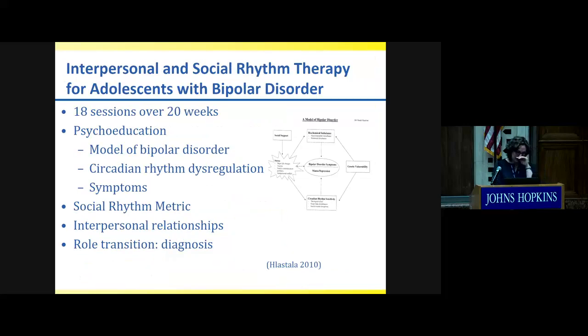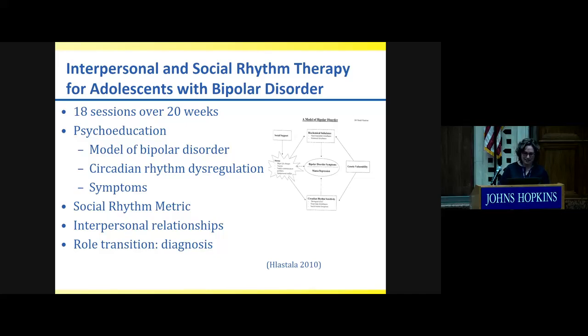The next adaptation is by Stephanie Halastala, based on the adult work by Ellen Frank. So this is adapting the interpersonal and social rhythm therapy model for adults for adolescents with bipolar disorder. 18 sessions over 20 weeks. There's a psychoeducation component and it includes this model of bipolar disorder where you can see stressors precipitate or exacerbate bipolar disorder episodes by disrupting social and sleep routines through disruption of the circadian rhythm system. She also adapted the social rhythm metric developed by Ellen Frank for adolescents, and I'll talk about that.